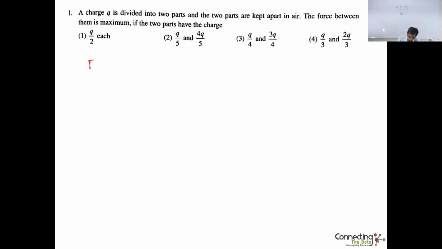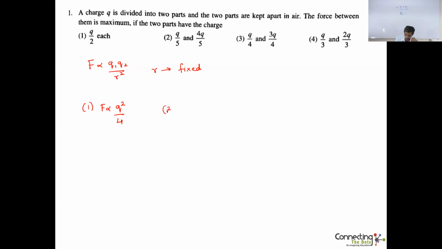Remember, Coulomb's law tells us that the force is directly proportional to Q1 Q2 by R squared, where R happens to be the distance. Now, in this particular example, the distance between them is fixed. We are not changing R. We are changing the two charges. Let us see what happens in each case. In the first one, F is directly proportional to Q squared by 4. Why? Q by 2 in the first charge, Q by 2 in the second charge.